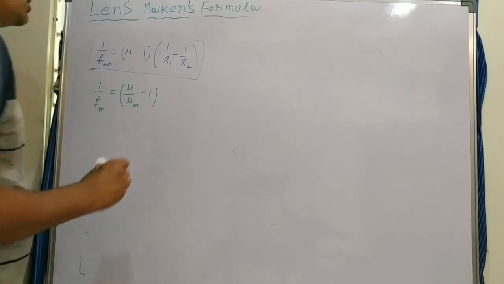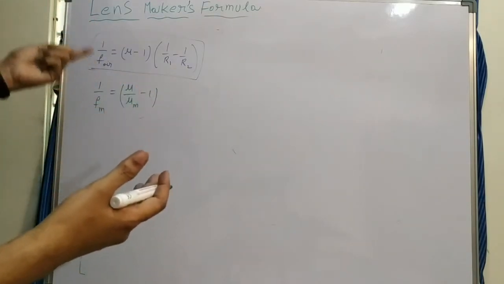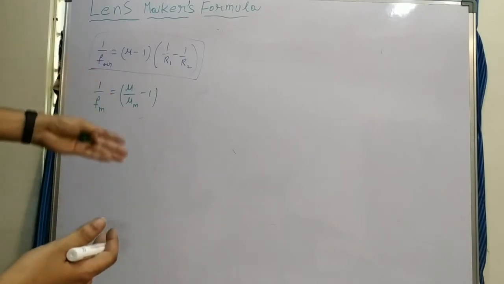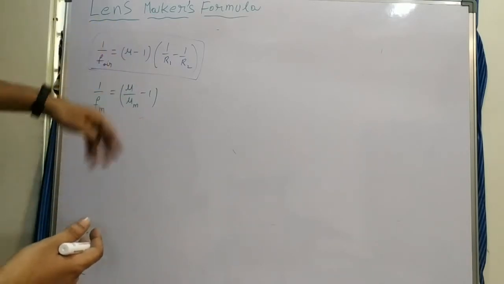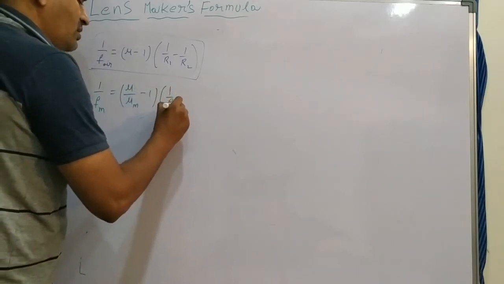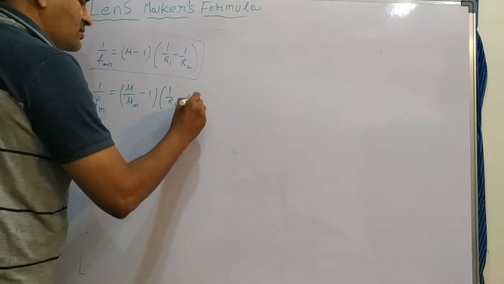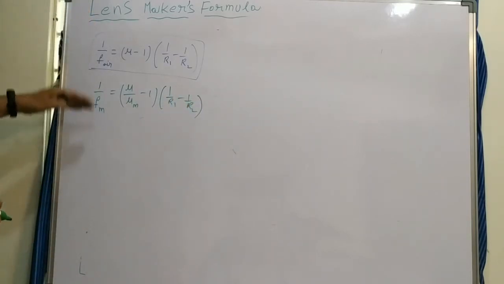Why? Because of the lens maker's formula, mu 2 by mu 1. Mu 2 is the refractive index of the lens, mu 1 is the medium. Here the medium is different. In the first case it is air, that's why it is 1. Here it is different. Thus we can take it like this, into 1 by r1 minus 1 by r2. And divide these two equations, 1 by f air by 1 by f medium.